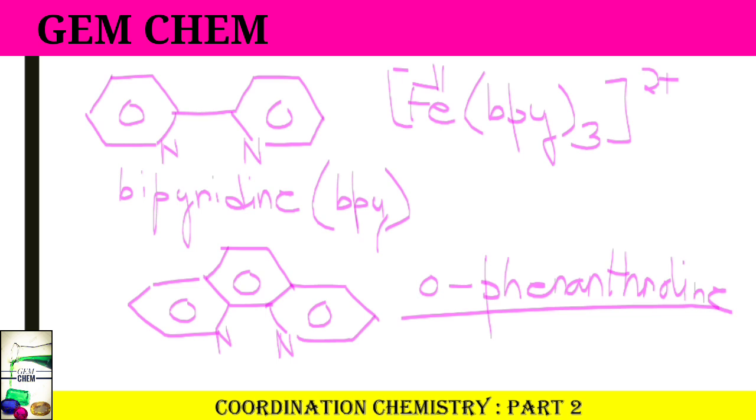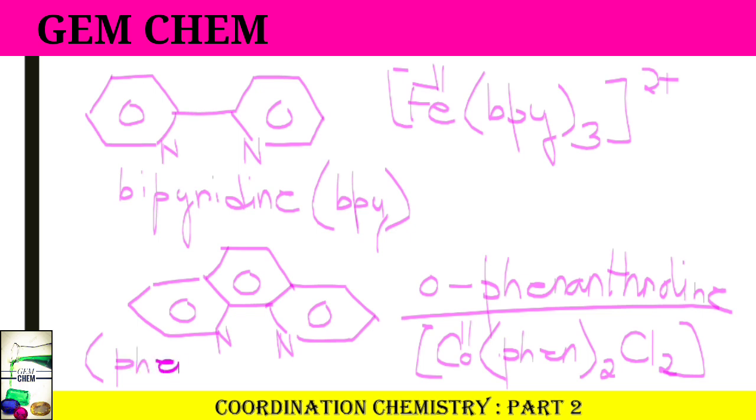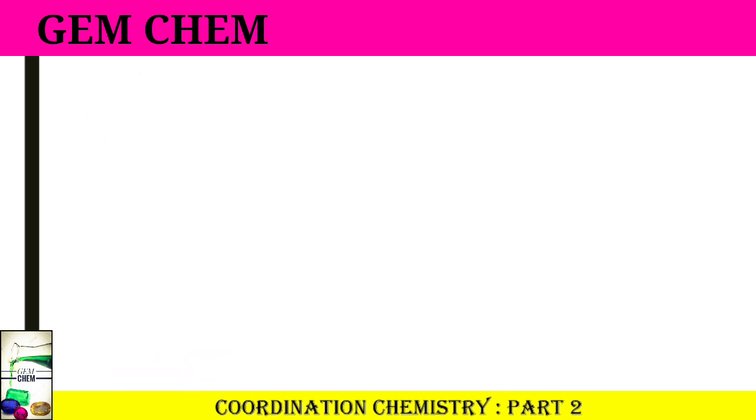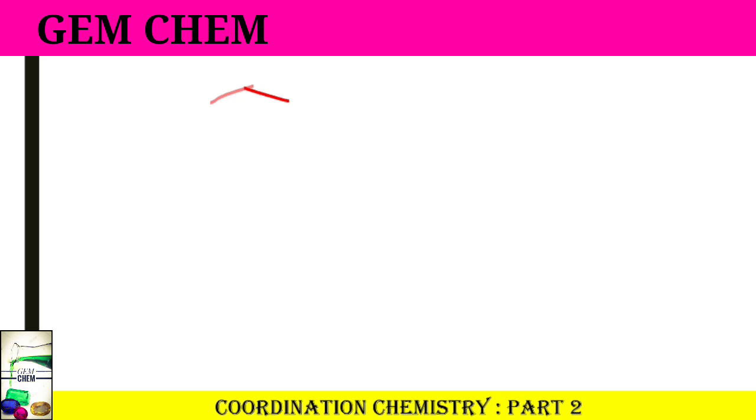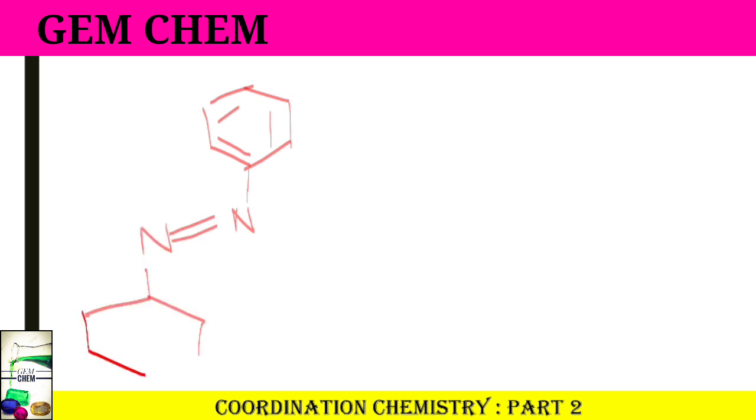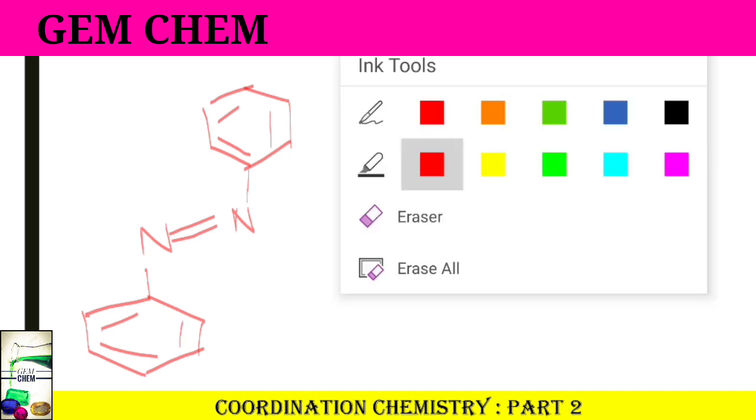One of the examples of this complex is Co, that is cobalt, (phen)2 Cl2. It has the short form PHEN. The next ligand which we will talk about is phenylazopyridine. So from the word only you will have an idea that we will have a phenyl ring, this one, then we will have an azo bond, then we will have a pyridine. Now what is pyridine? We already know.